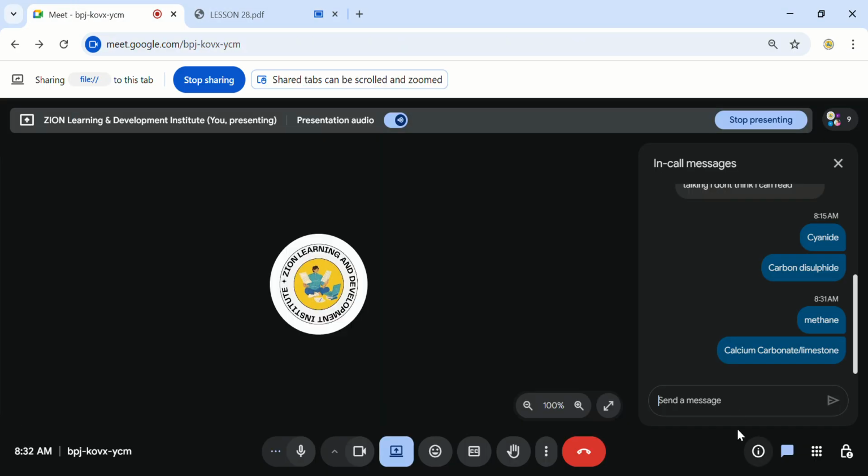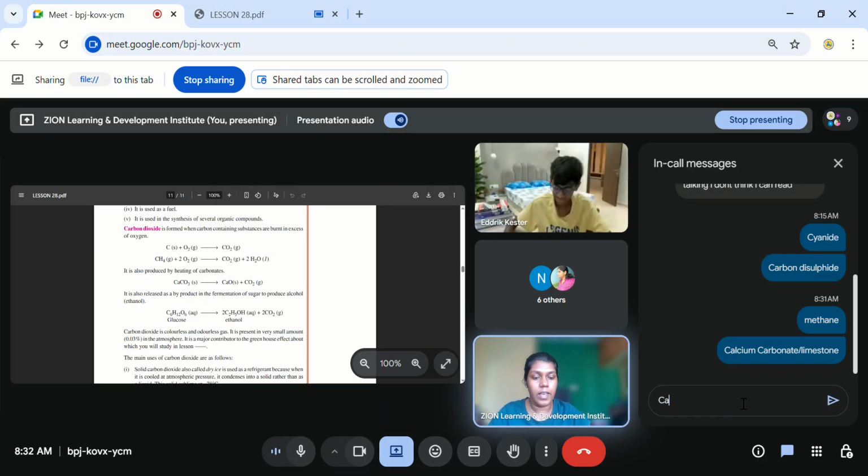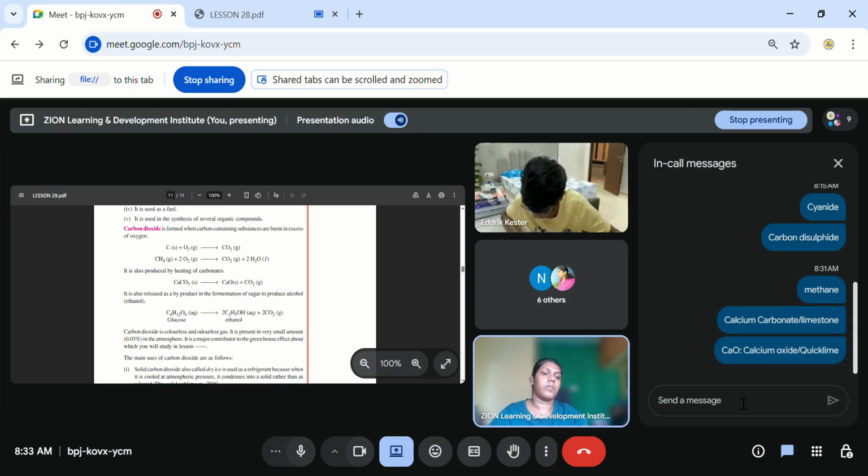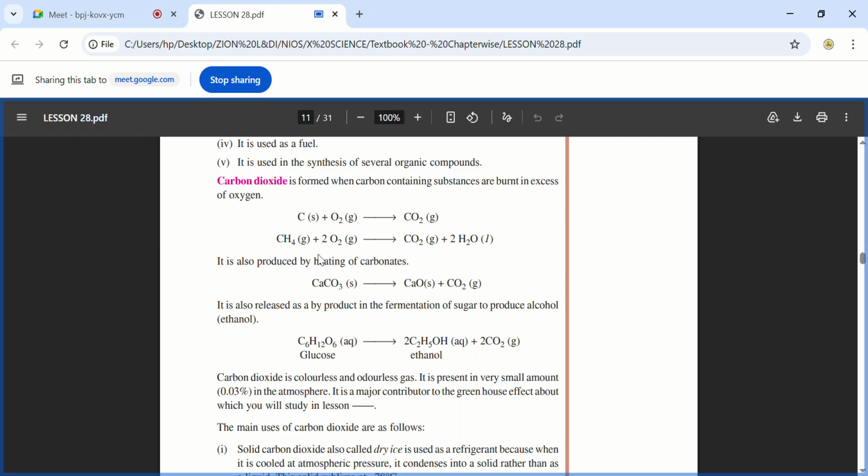So CaO, its name is calcium oxide, or it is called quicklime. So calcium carbonate, when it's burned, gives you calcium oxide plus carbon dioxide. This is the third way.